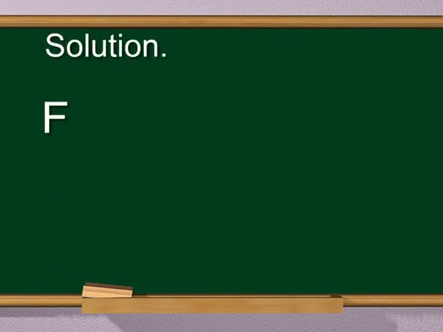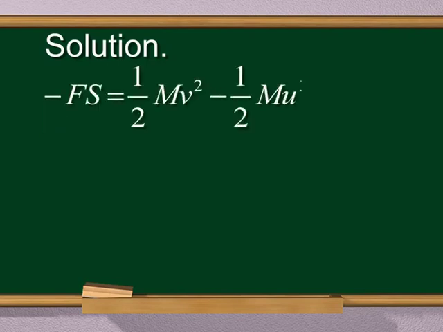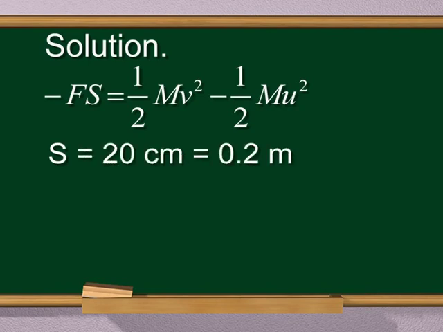Let F be the average resistance offered by the target. Then, according to the work energy theorem, minus Fs is equal to half mv square minus half mu square. Here, the distance covered by the bullet after piercing, S, is equal to 20 centimeter, which is equal to 0.2 meter.